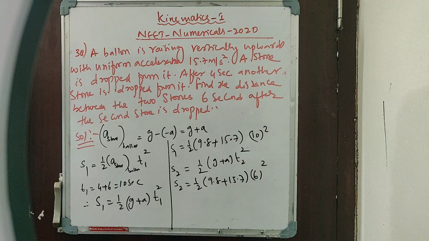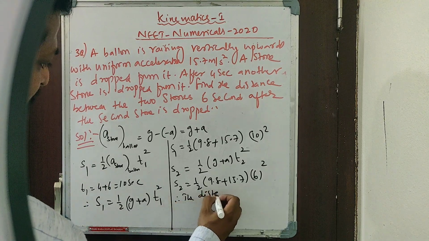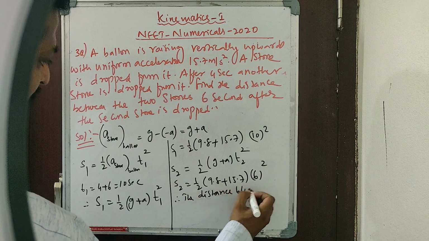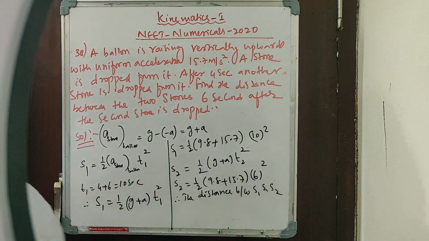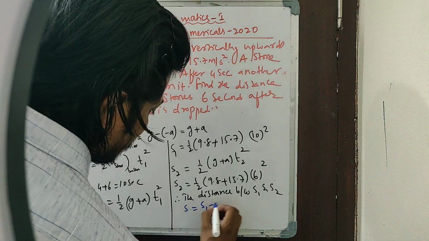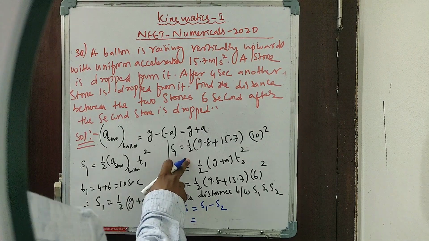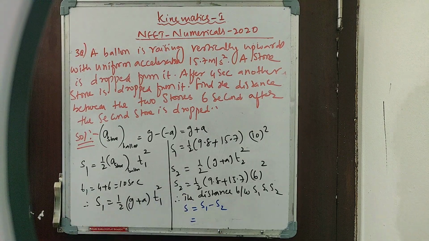The distance between S1 and S2 is being asked. Therefore the distance between S1 and S2, I'll do it with a green pen so that we will get an idea. That distance S is equal to S1 minus S2. Now you can do it from that. S1 value is known and S2 value is also given.